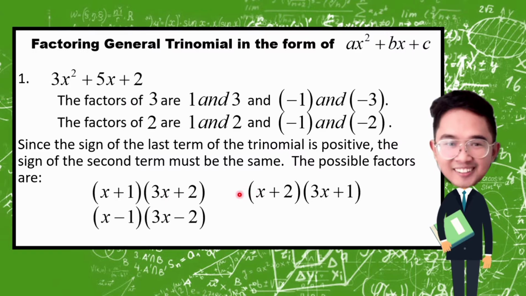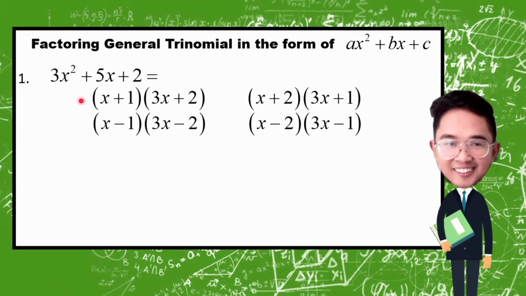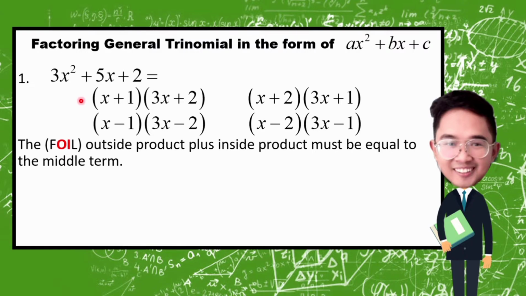The third one, the quantity of x plus 2 multiplied by the quantity of 3x plus 1. And lastly, the quantity of x minus 2 multiplied by the quantity of 3x minus 1. On this part, we focus on the sign of the last term, which is positive 2. And the sign of the second term must be the same.